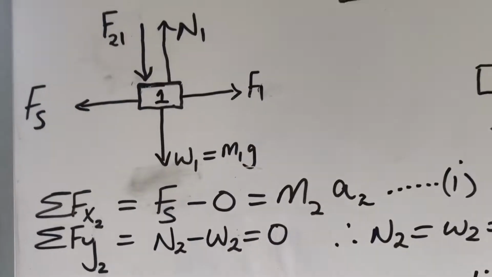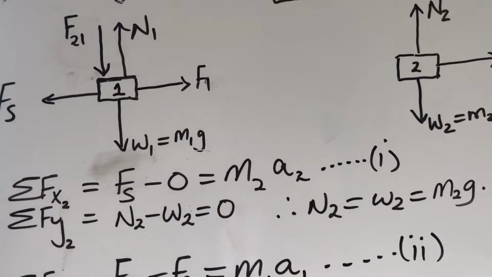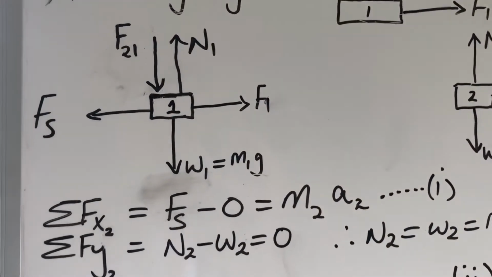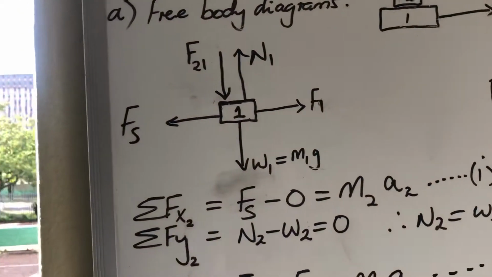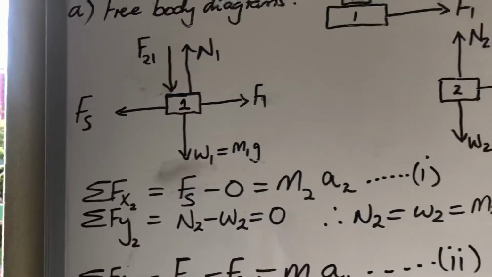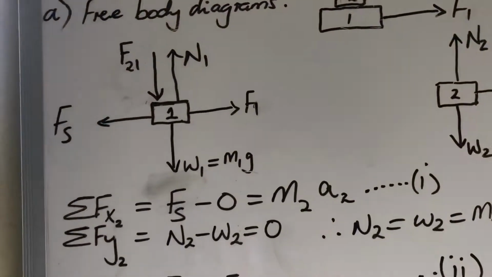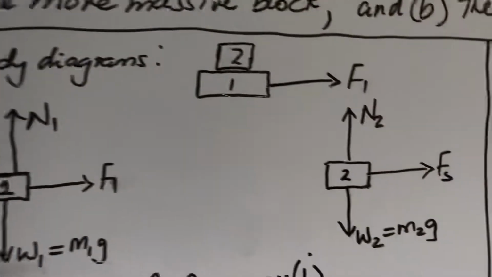Why? Because this thing is in motion. It's going to be in motion. The question has said that. If it was not going to move, if it was just sitting down, we would say Fs is equal to 0. But now it's moving, so it's going to be equal to mass times acceleration. So M2A2 simply means the mass and acceleration that is affecting block number 2 there.